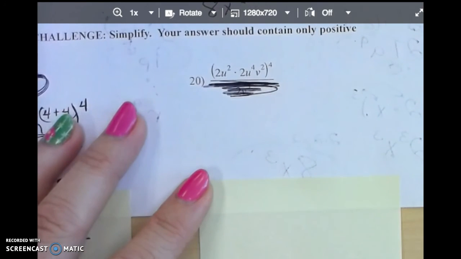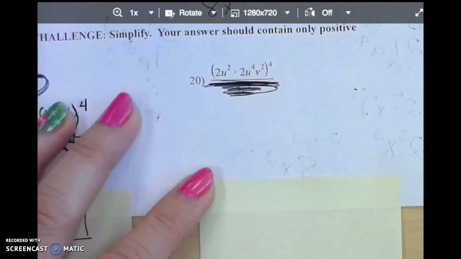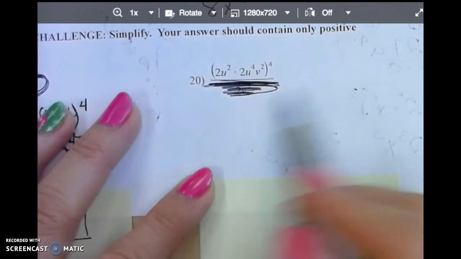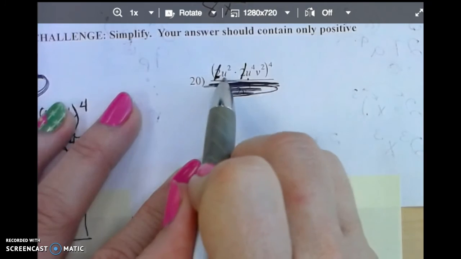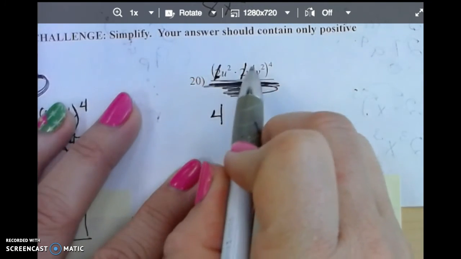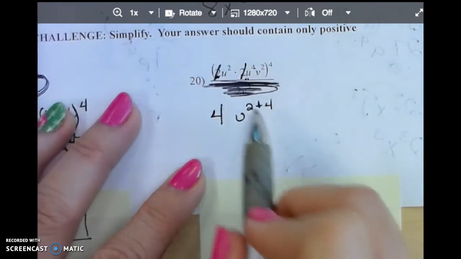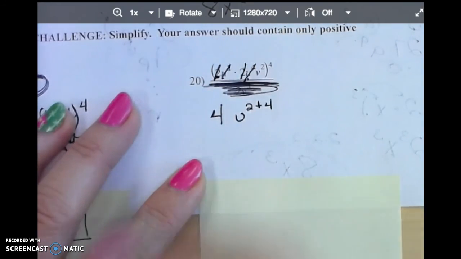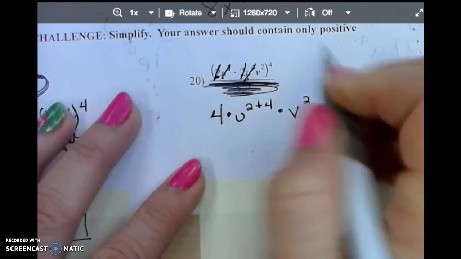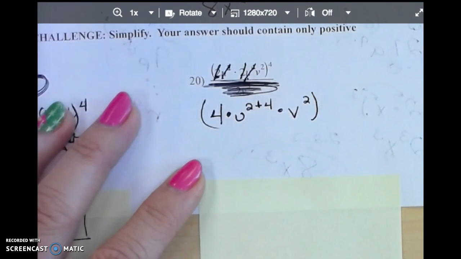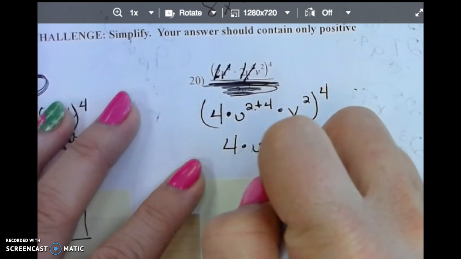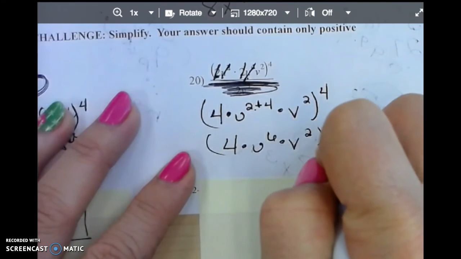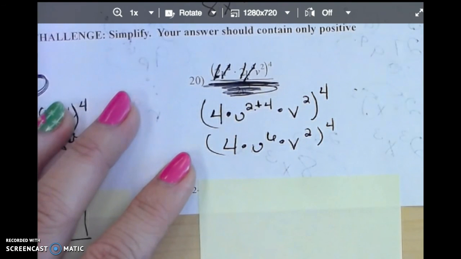Right, we've got 2u squared times 2u to the 4th v squared, all to the 4th. Again, I'm going to start inside the parentheses. 2 times 2 gives me 4, so I can get rid of those 2's. Now I've got u squared and u to the 4th, so I keep the u and I'll add together the 2 and the 4. The last base is v squared, and I still have that 4 on the outside of the group. I need to combine my 2 plus 4, so 4 times u to the 6th times v squared, and each one of those is going to get that 4th exponent.